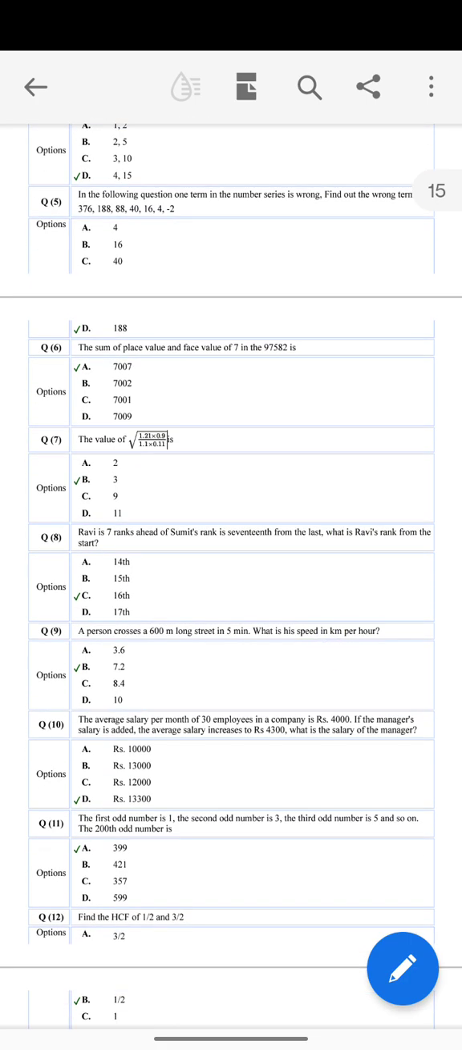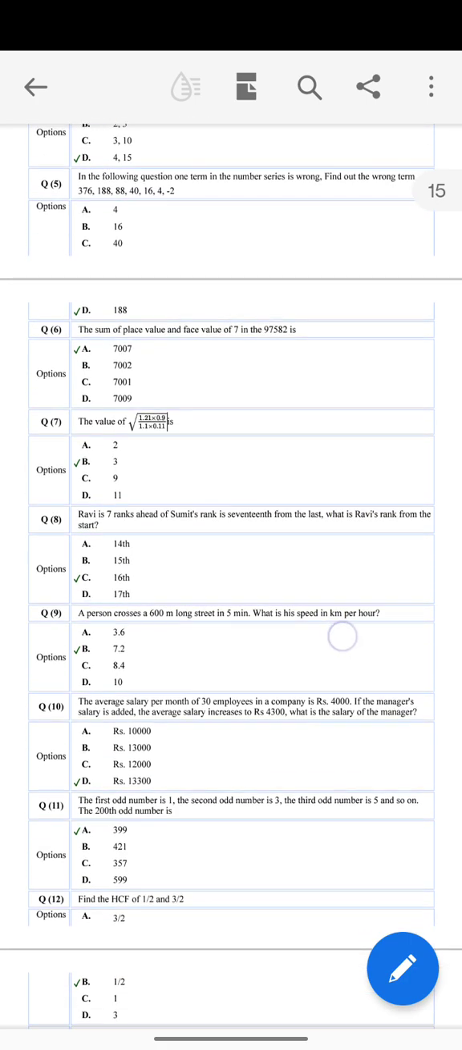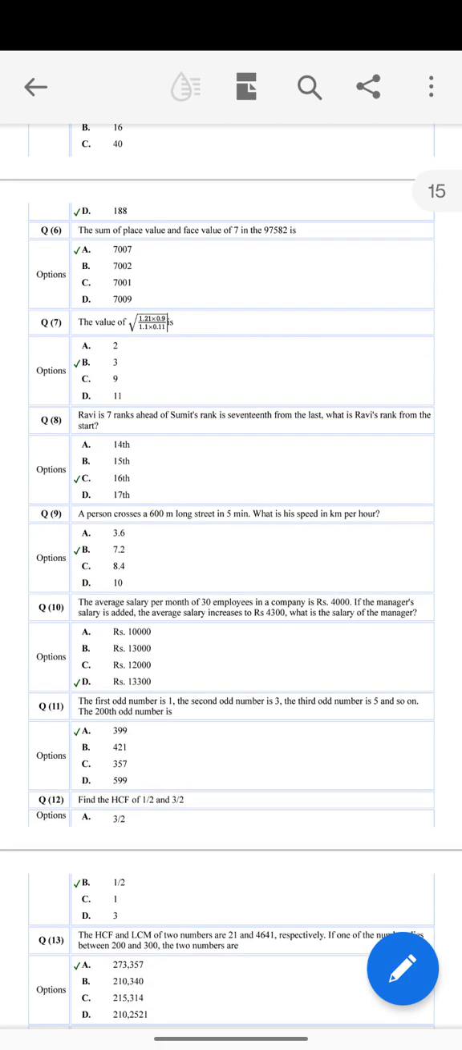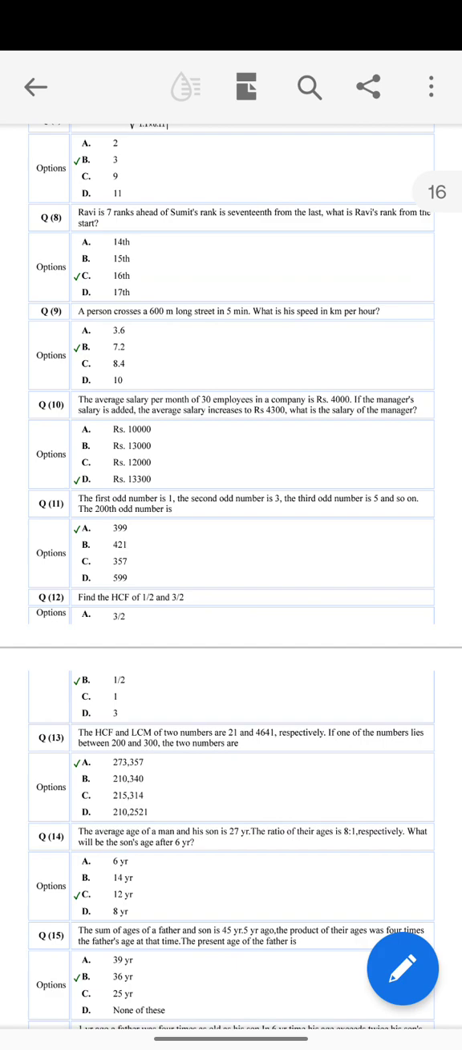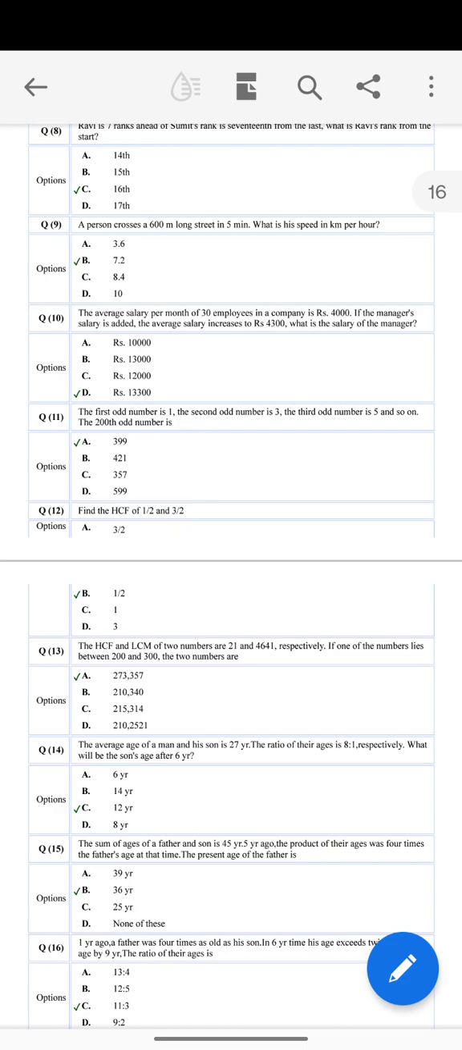Question number 6, the sum of place value and face value of 7 is dash. Again quant question or maths numerical ability section. Question number 8, order and ranking. Question number 9, this is time, speed and distance topic. Question number 10, the average salary per month of 30 employees in a company is rupees 4,000. If a manager's salary is added, the average salary increases to rupees 4,300. What is the salary of the manager? So this is the question from quant subject of average chapter.